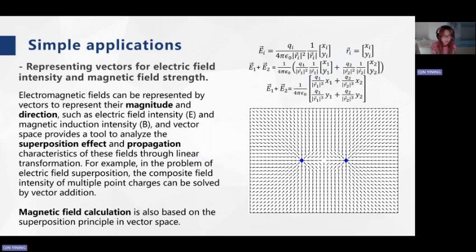For example, in the problem of electric field superposition, the composite field intensity of multiple point charges can be solved by vector addition. You can see the formula on the upper right side. A magnetic field calculation is also based on the superposition principle in vector space.